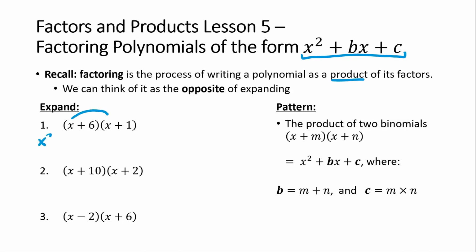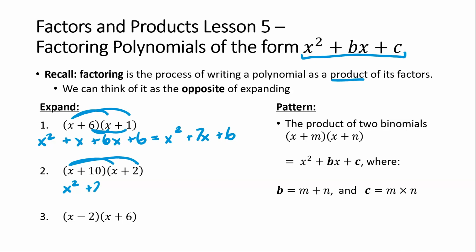X times x is x squared. X times 1 is 1x. 6 times x is a 6x. And 6 times 1 is 6. If we simplify that, we'll have x squared plus 7x plus 6. Next example, x times x again is x squared. X times 2 is a positive 2x. 10 times x is a positive 10x. And 10 times 2 is 20. So simplifying will get us to x squared plus 12x plus 20.